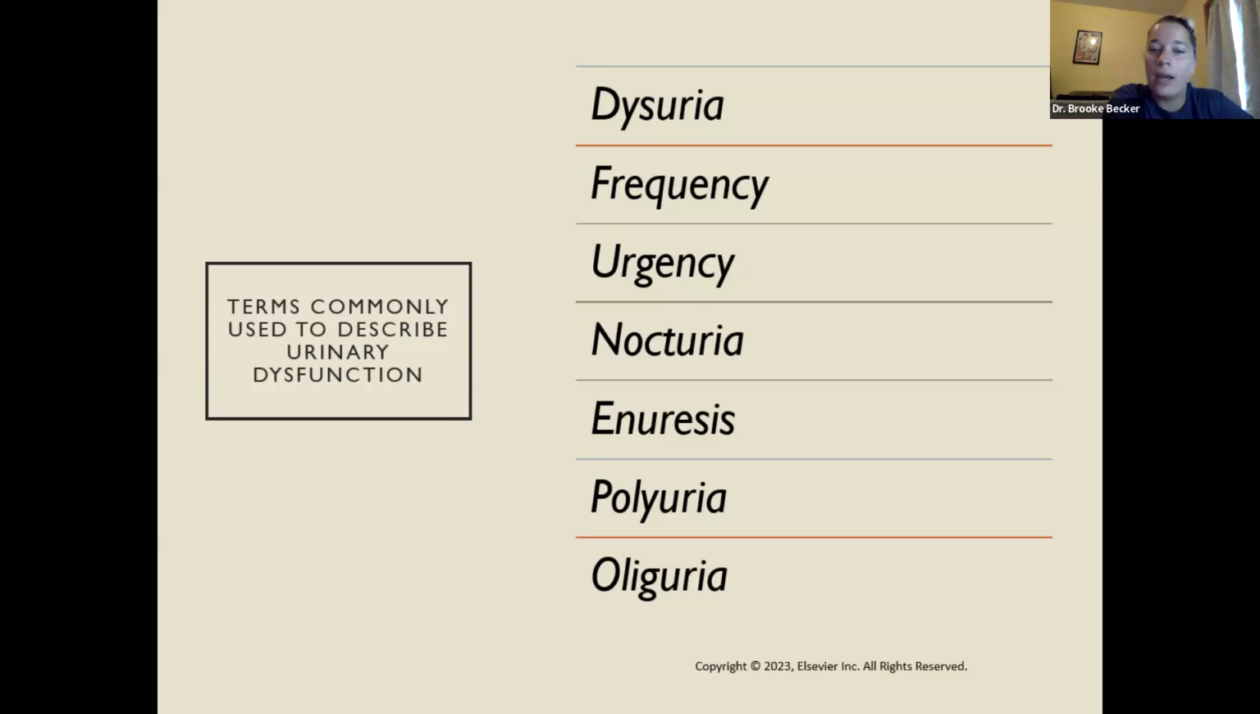Enuresis is having urinary accidents at night. That's actually fairly common in kids, even up to adolescent age kids sometimes. Polyuria means you're peeing a lot and constantly, like that frequency. And oliguria means you're feeling like you have to go pee, but you can't get all your pee out.